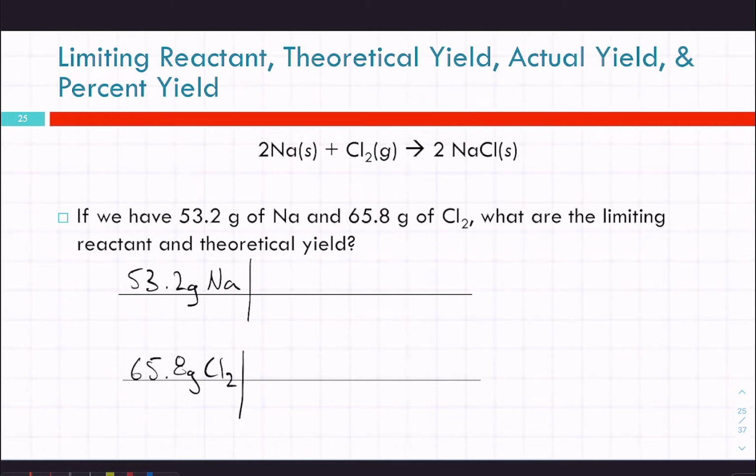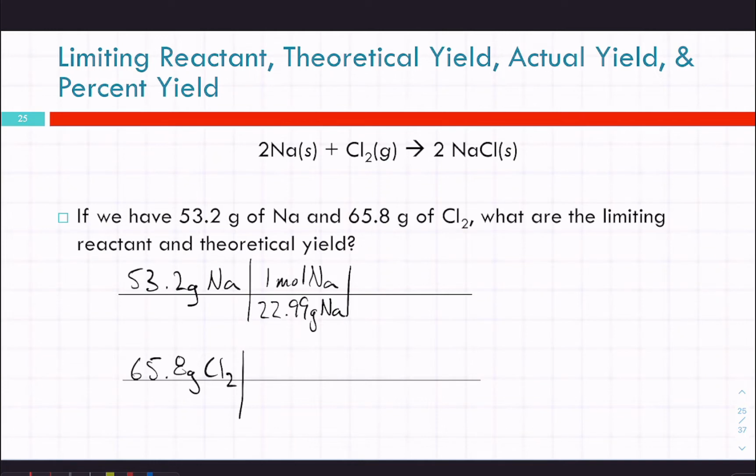So sodium is 22.99. So that's 22.99 grams of sodium for 1 mole of sodium. So that'll give us moles of sodium. And now we can pull our molar ratio from the chemical equation. So what's the molar ratio of sodium to sodium chloride? 2 to 2.